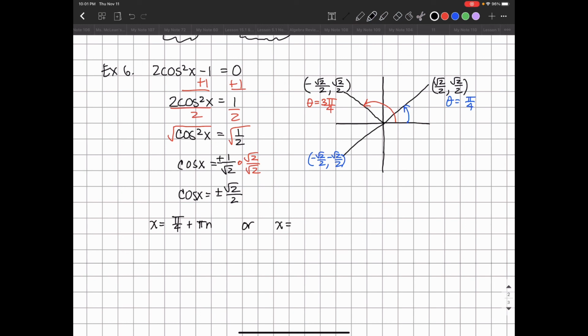And then the other answer is x is equal to 3 pi over 4 plus pi n. Again, same thing. And these are my 2 answers.